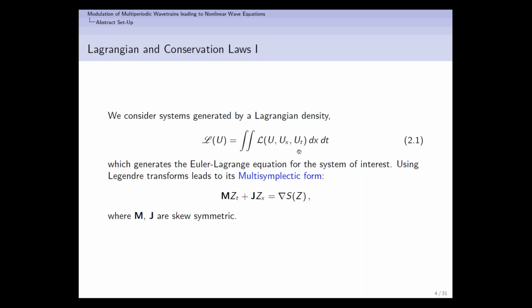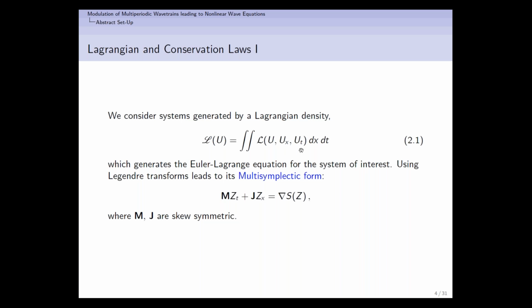Yeah, you can have higher order derivatives in there. For example, in hydroelastic waves, you'd have this being a function of uxx as well. And that's something I'm hopefully looking at in the future. But this is just shorthand to say that the Lagrangian density depends on derivatives of the state vector as well. Unfortunately, I can't continue that forever, but that's the starting point.